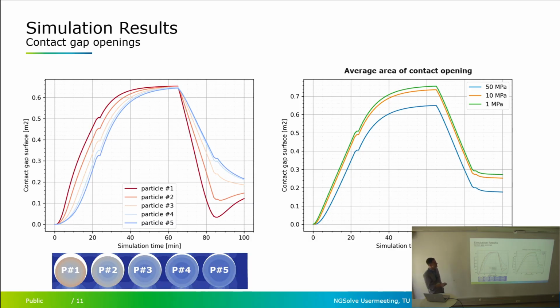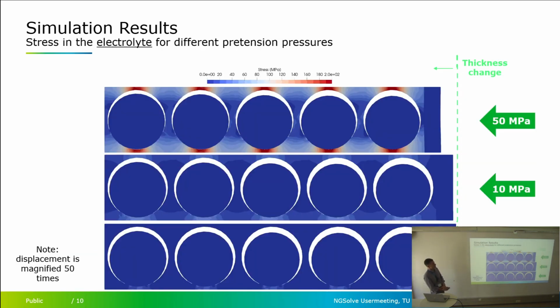But what we can see here is the average contact area of contact opening for 3 different pressures, and you see obviously the lowest opening for the highest pressure. So this illustrates one of the compromises in cell design you have to make with this new kind of cells. You want a low contact opening so that your electrical resistance changes as little as possible, but you also want a low stress on your electrolyte to avoid cracking and accelerated aging of the cell.